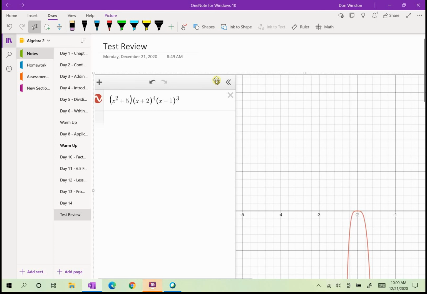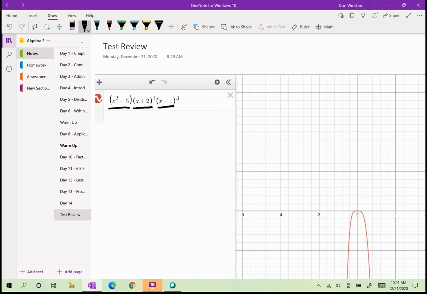Okay, for those of you who weren't in class today, I'll go over one of the problems you'll have on your test. We've looked at this before, but I did want to review this with you. So let's say here we have a polynomial. It's in factored form. My factors are x squared plus 5, x plus 2 to the fourth, so x plus 2 is a factor, and then x minus 1 raised to the third, so x minus 1 is a factor. Factors are x squared plus 5, x plus 2, and x minus 1.